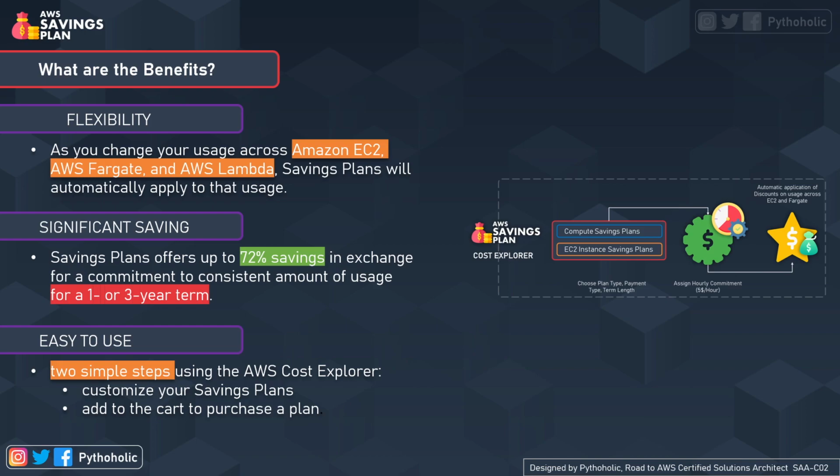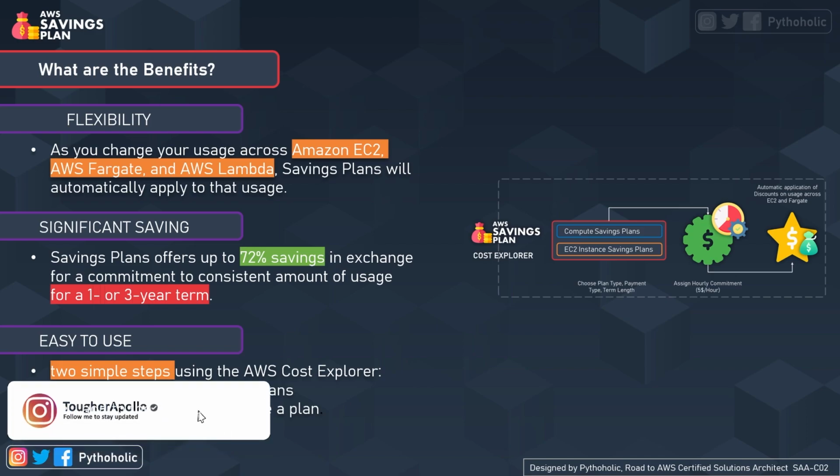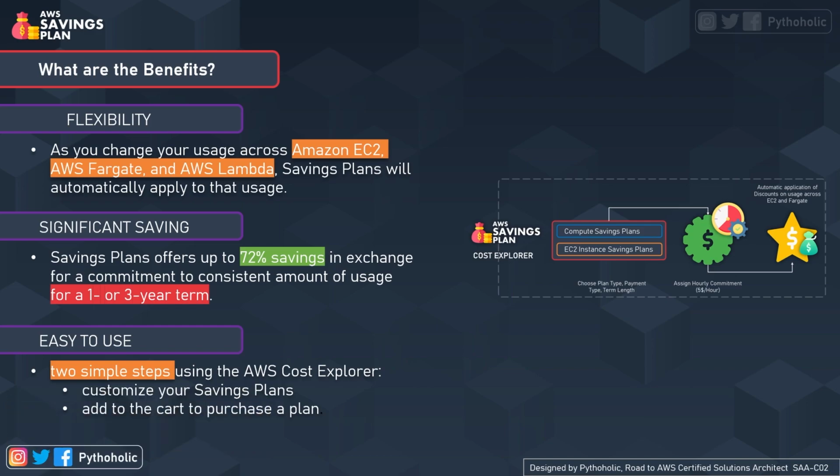The saving plan actually offers up to 72% saving in exchange for a commitment to the consistent amount of usage for a 1 or 3 year term. So let's suppose you tell AWS that yes, I will commit that my hourly usage will be $5, and then you will get the saving plan price for up to that $5, and post that it will apply the same what the instance usually charges. Okay, so the decision making is very important. That is why you need to keep on checking the recommendations.